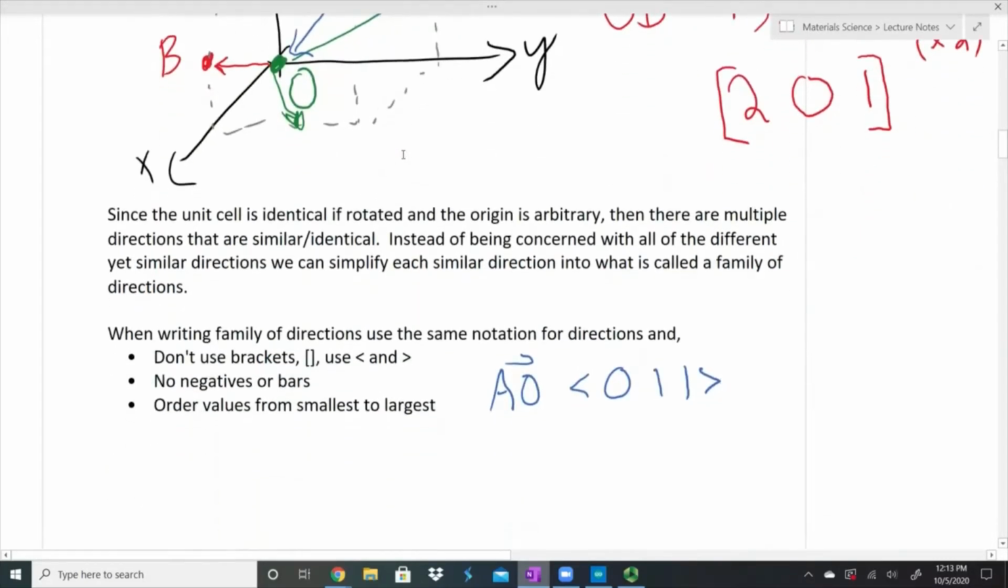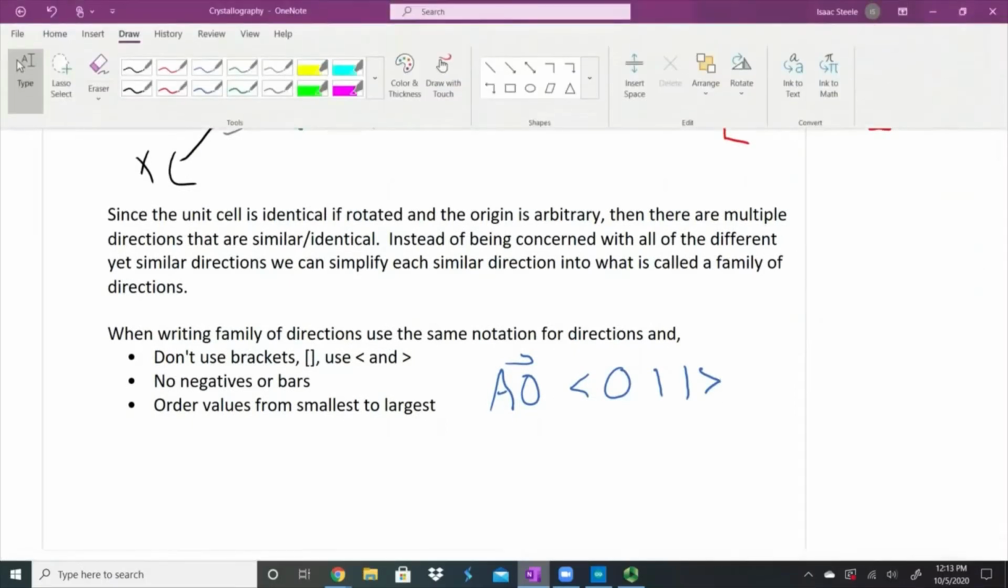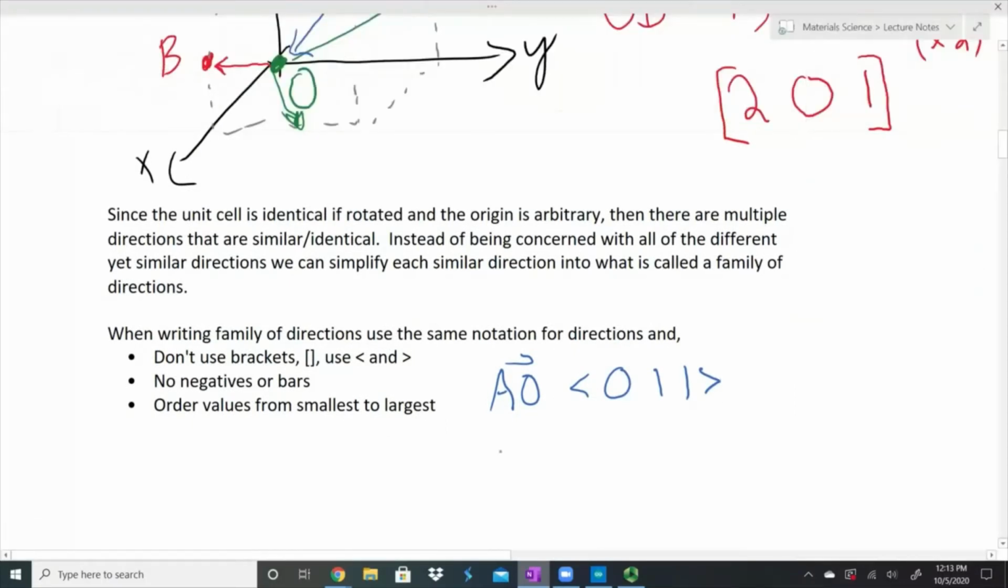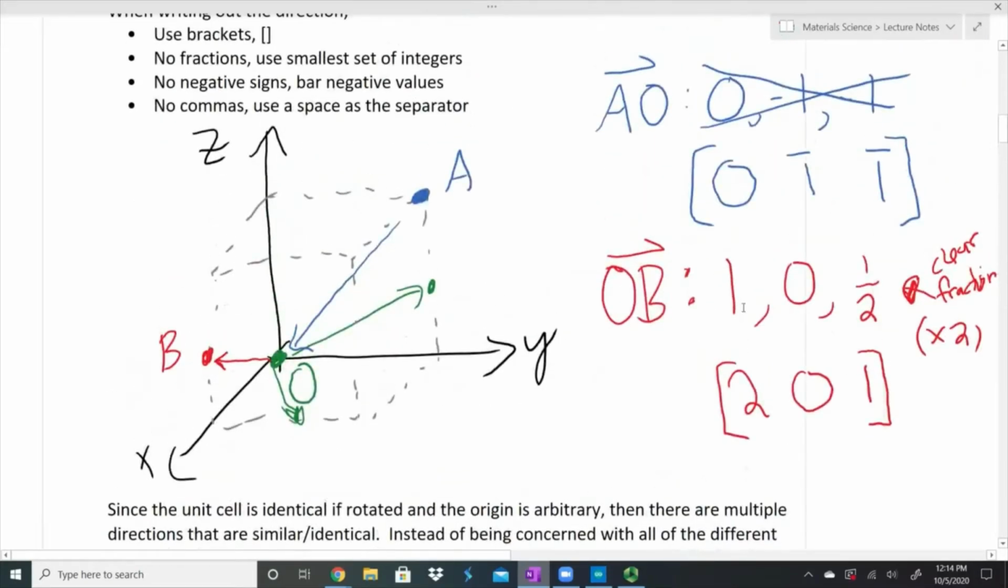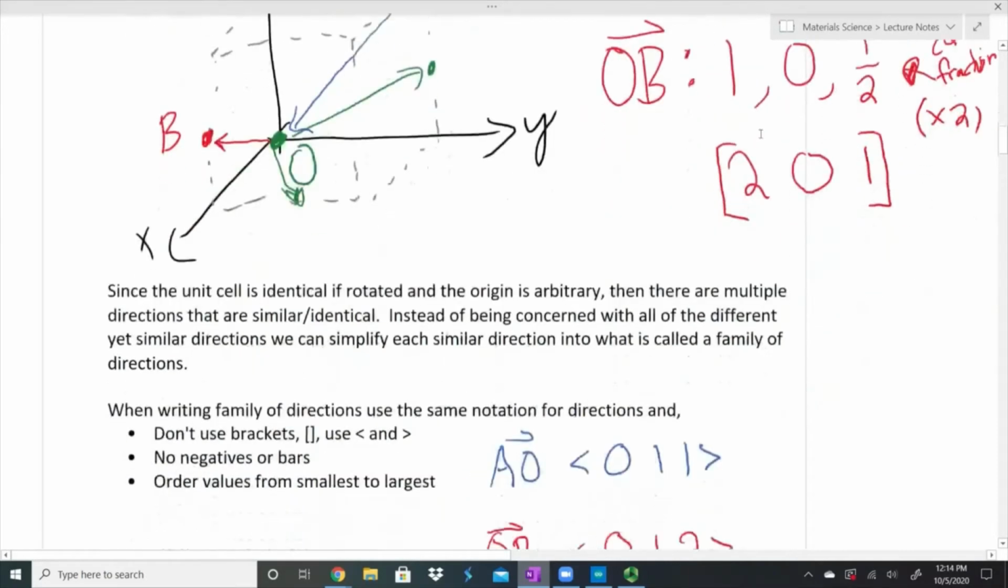All right, let's do this last one here, origin to point B, O to B. I'm going to order my values from smallest to largest, and so I'm going to go 0, 1, 2. I'm going to make sure there are no negatives. There weren't any negatives to begin with. And then I'm going to change my square brackets to my carets here. And that's it. That's how I turn a specific direction into a family of directions.